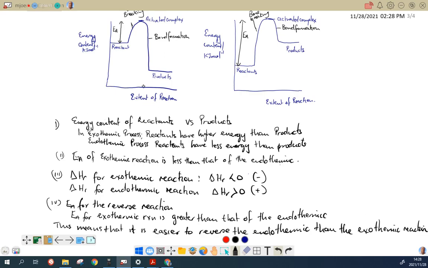What else? You could also say something similar for the forward reaction, that it is easier to carry forward the exothermic reaction than to carry forward the forward reaction for the endothermic process. So yeah, that's it. These are some of the differences that you can consider when you're looking at your endothermic and exothermic reaction processes.